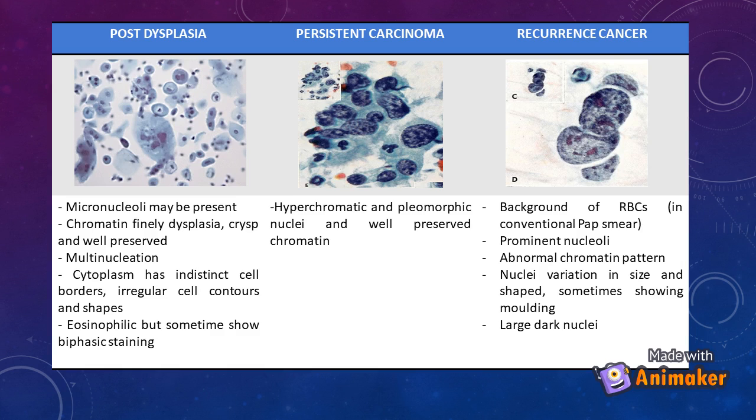As for recurrent cancer, we can see a background of RBC in conventional pap smear, prominent nucleoli, abnormal chromatin pattern, nuclei variation in size or in shapes, which we call pleomorphism, sometimes showing molding, and large dark nuclei.